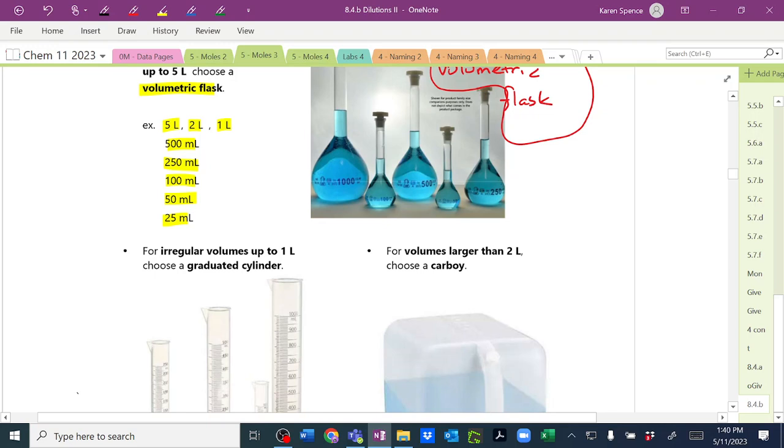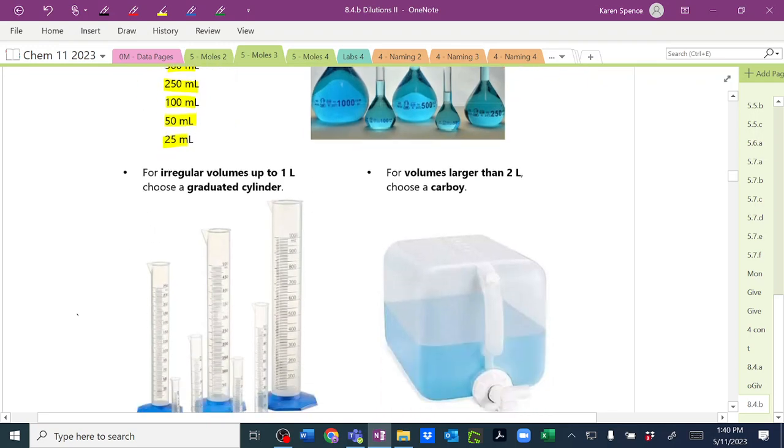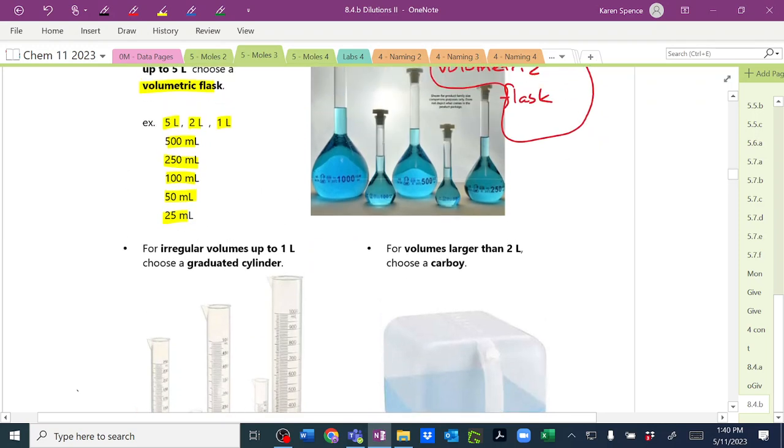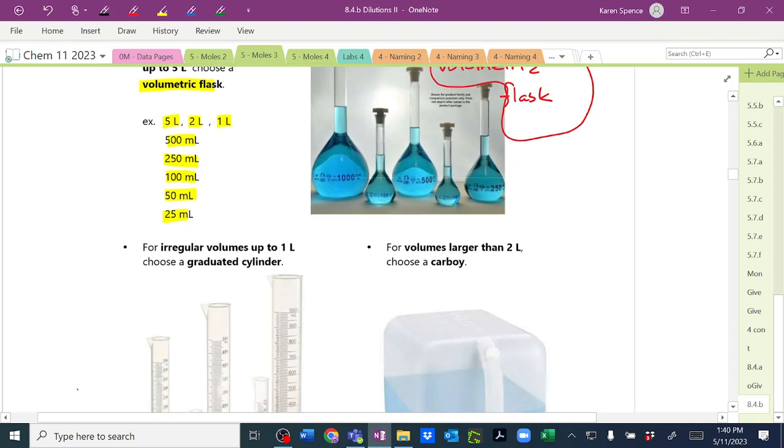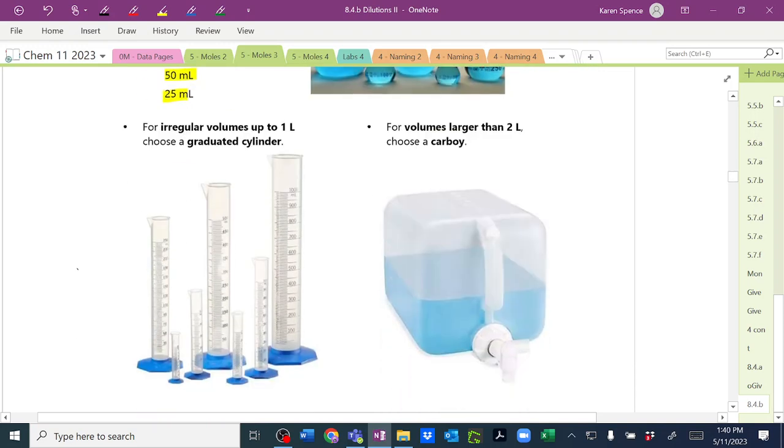For irregular volumes, you can use a graduated cylinder. I don't think I'm ever going to give that to you. I think I'm always going to give you nice sizes. And then if you got something bigger than, actually that should say bigger than 5 liters, not bigger than 2 liters. Sorry about that. If you got something bigger than 5 liters, you're going to use a carboy, which is like a big jug. It looks like that, and it can contain 12 liters, 10 liters, something like that.